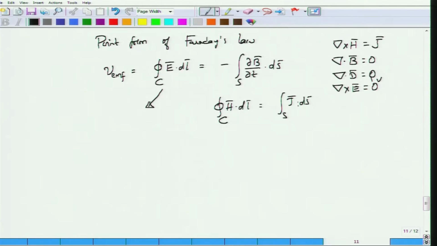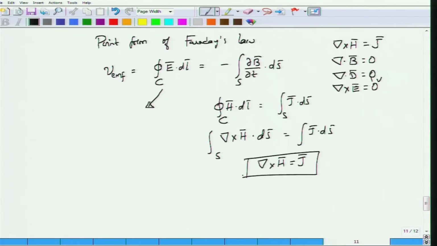And if you now write down the point form for this integral of H dot dl equal to integral of J dot ds, the left hand side can be rewritten as del cross H dot ds, right, over the same surface. This would be equal to J dot ds, and from here we wrote that del cross H is equal to J. This was by making use of Stokes theorem, right.